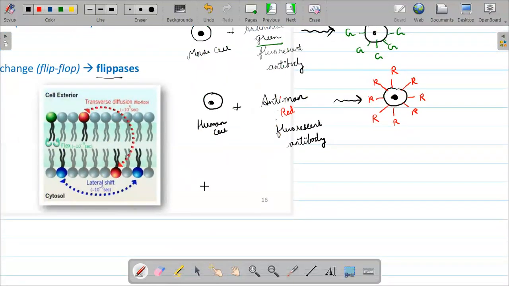Now they took a mouse cell. Now they took a human cell.